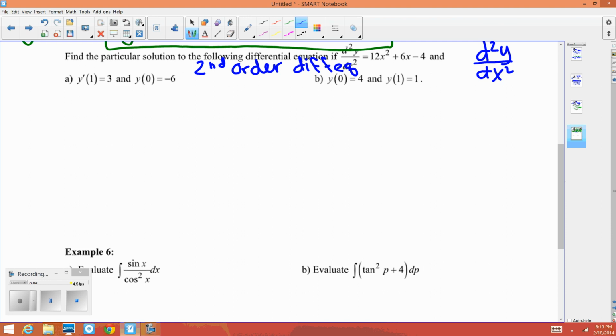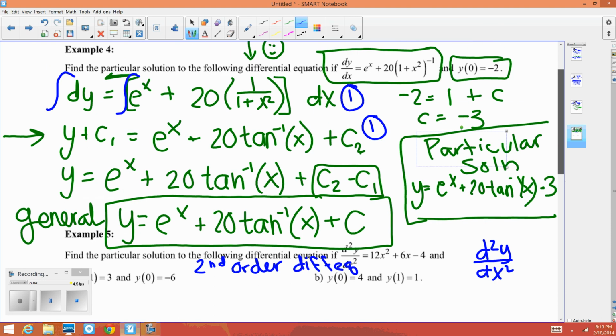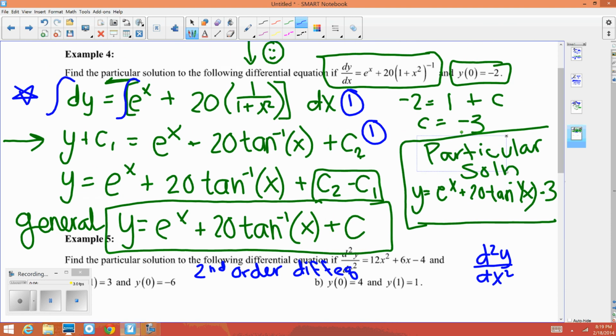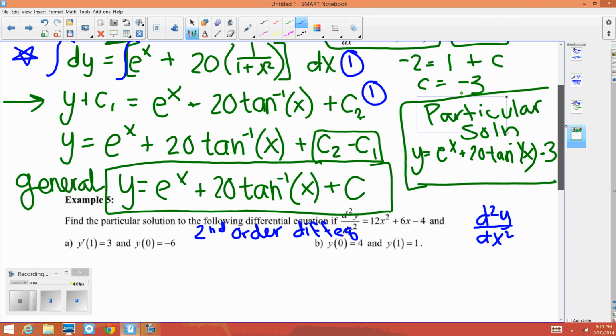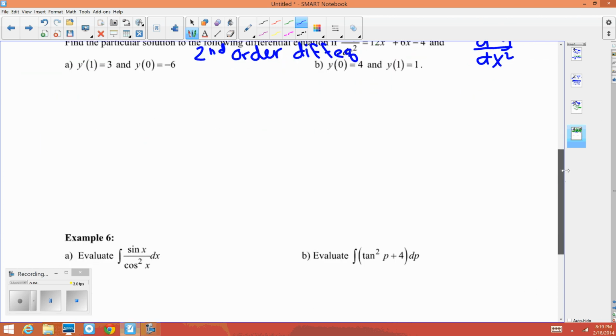So you're only worried about separating the variables like we did right here when you have dy dx. You don't have to worry about any other higher. It's only for first order derivatives. All right, but we have that first derivative, so we could take the antiderivative of that.